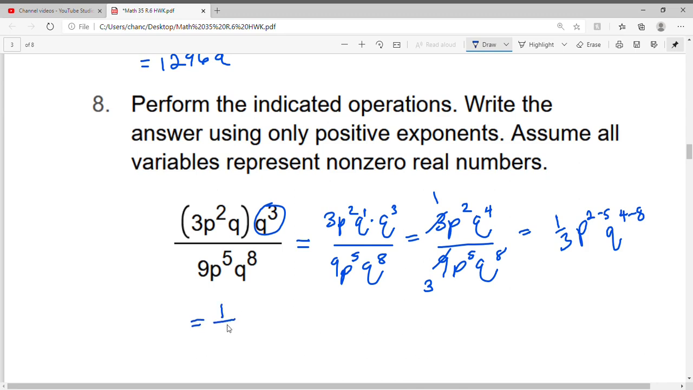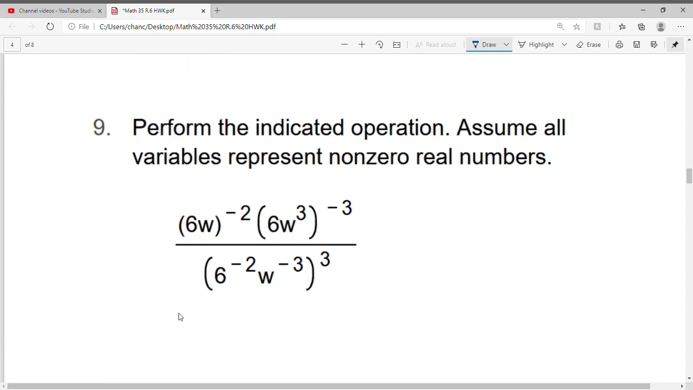Let's simplify this as 1/3 p to the negative 3 q to the negative 4. Now, since these are negative exponents, bring them to the bottom. We have a 1 on the top, a 3 on the denominator, p to the 3rd, and q to the 4th. For question number 9, we are going to distribute the negative 2 to the 6 and the w, a negative 3 to the 6, and to this w cubed.